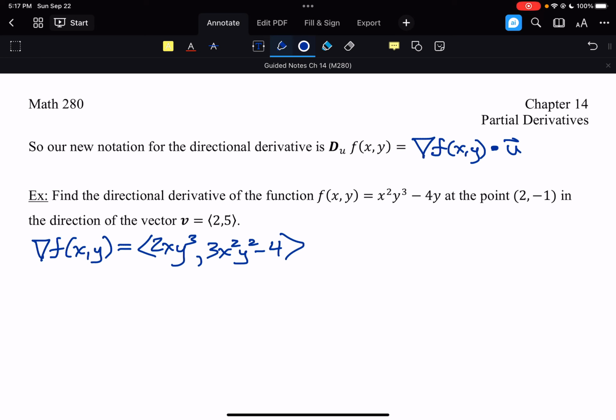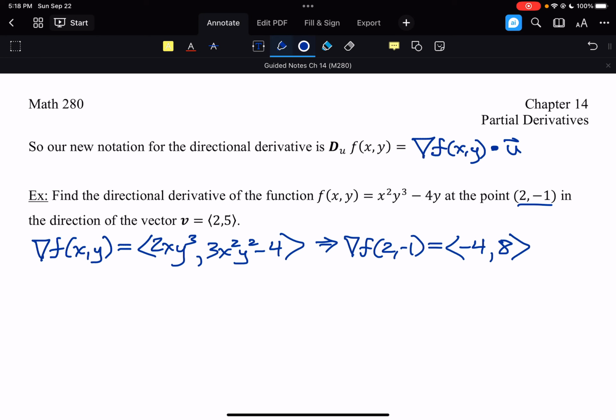Now we want to evaluate the gradient at the point (2, -1). So grad f of (2, -1). So that's 2 times 2 times -1, so that's -4. And then 3 times, that's 4 and 1, so that's 12 minus 4 is 8. So that's the gradient vector.